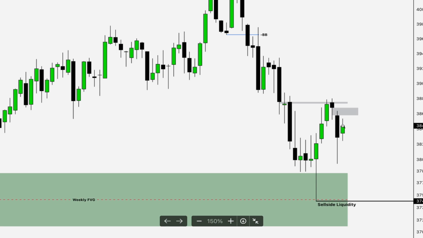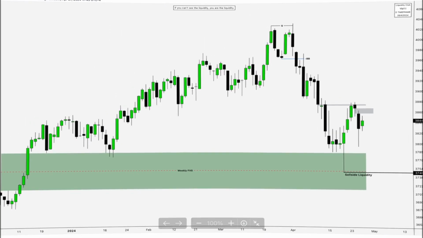So I'm wanting to see a candle print here. Wicks can do the damage by reaching to the rejection block and then break down lower towards this low, and the low of the fair value gap. So that's pretty much it for Dow.